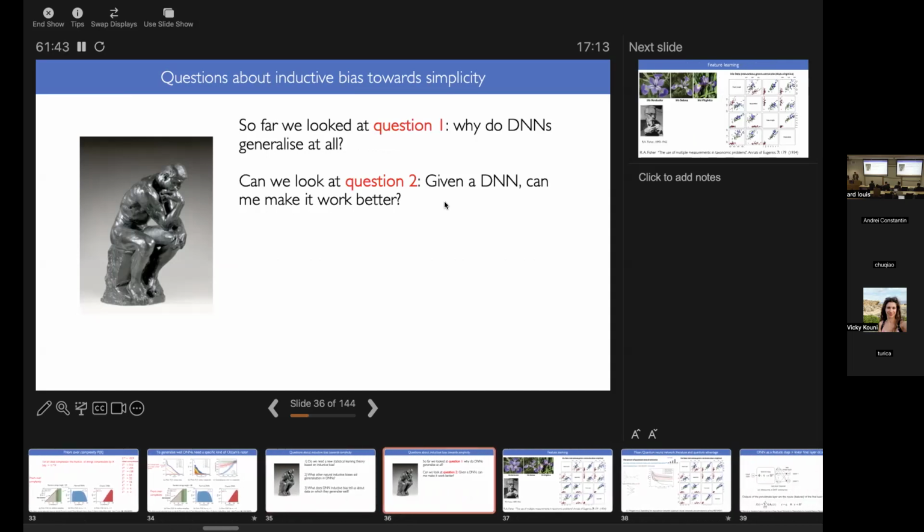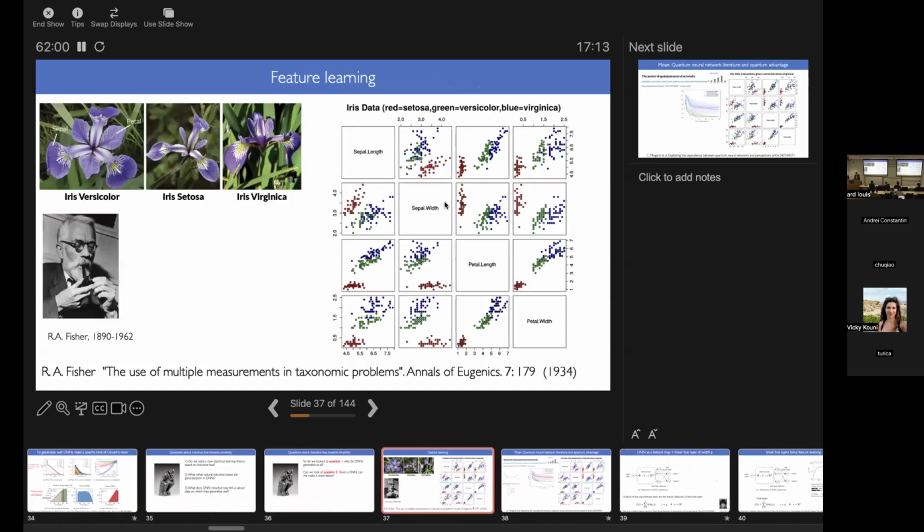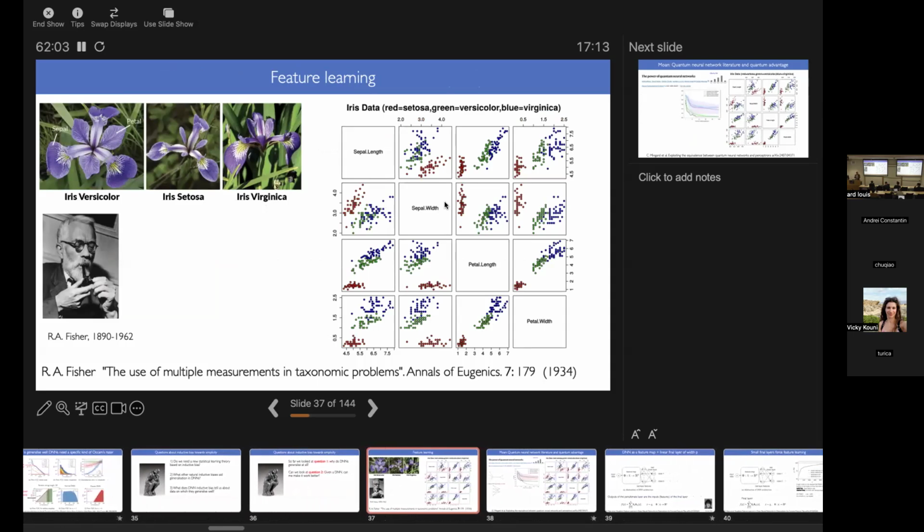So far, we've covered question 1, why do neural networks generalize at all? I'm going to look a little bit at question 2, given a neural network, can we make it better? Now I'm going into a regime where I really understand less, and my students are continuously confusing me. This may be a better way of saying it. So I just want to talk about feature learning, which we've talked about a few times in this talk. And feature learning is actually not a well-defined term in the deep learning community. It was a well-defined term in the early days.